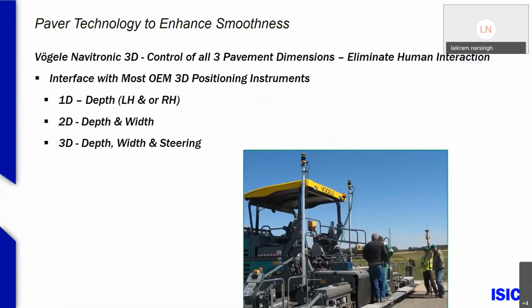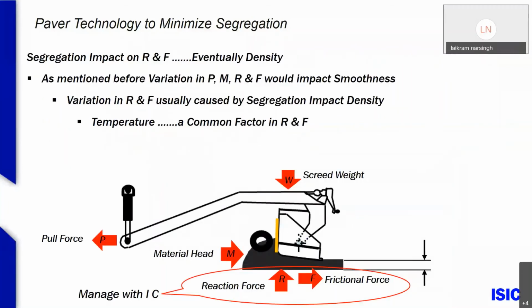We also have the ability to control all three dimensions of the pavement. We could control the screed depth, left and right. We can control the screed width automatically with the 3D file, and we can also steer the paver using the 3D file. This technology has been around for a while, but it has not been embraced totally yet by the asphalt industry. Cold material, roller compacted concrete, cement at the base on new projects, that's where we see this technology being used. So those are some of the features that we have to enhance smoothness.